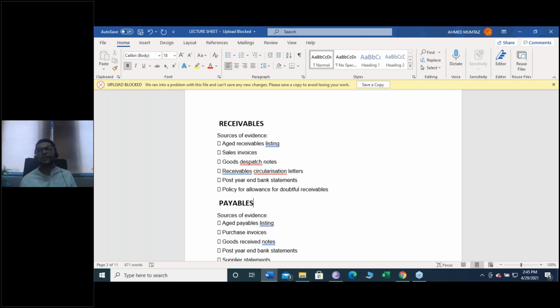EVCR, I need to verify existence. Another way of verifying the existence is I will select a sample of year-end receivables and I will match them, or I will follow through them by recognizing whether the sales invoices have been generated and whether the corresponding goods dispatch notes have been issued. If the invoices have been generated, if the goods dispatch notes have been issued, it means that receivable is not fake, it literally exists. EVCR, let's talk about the second one, valuation.